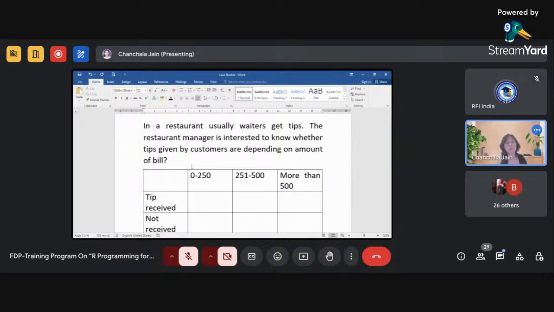So you need to see in what way you are collecting the data. So the most appropriate one is this one. Is it clear?